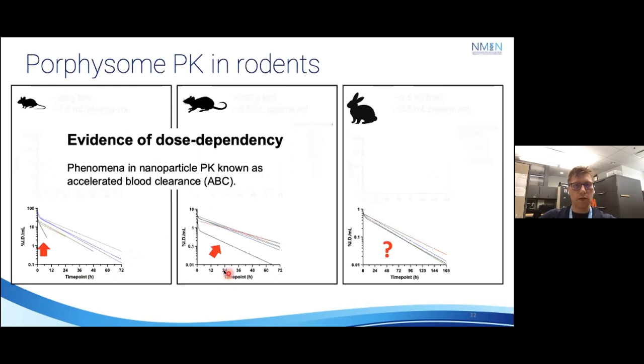So what we're seeing here is a phenomenon known as accelerated blood clearance, or ABC. And this typically affects very low doses of nanoparticles. What's quite curious is to also notice that the lowest dose that we tested in the rabbit did not produce the ABC phenomenon.